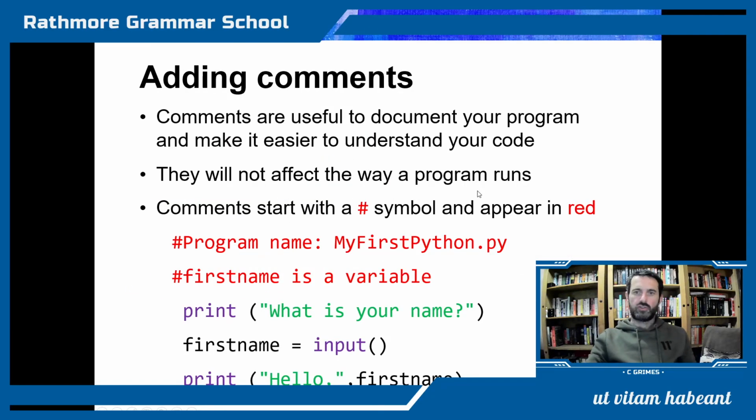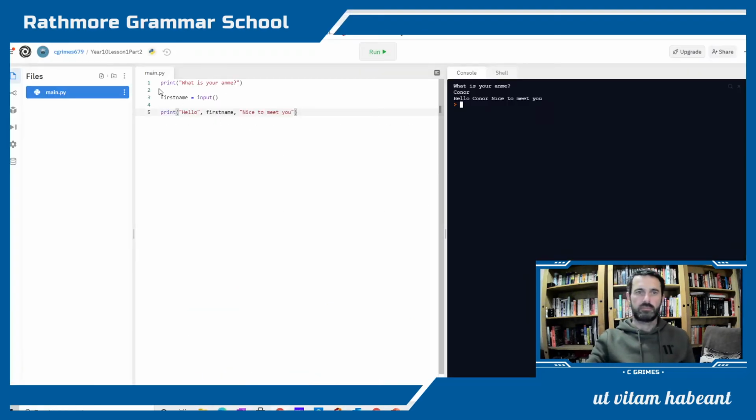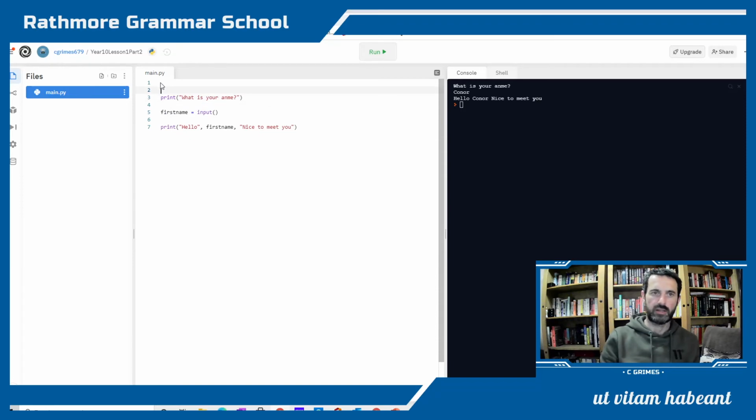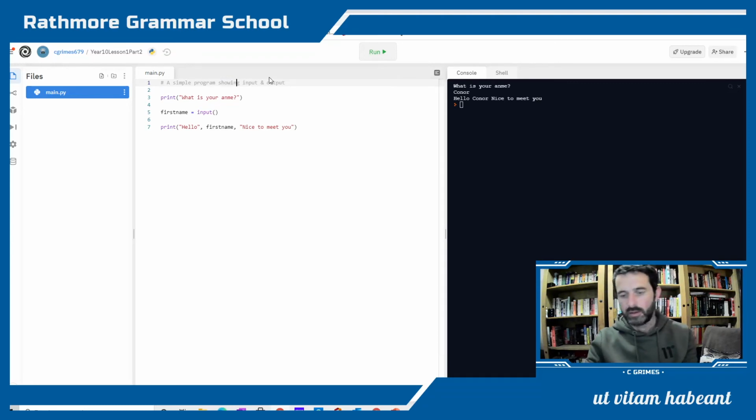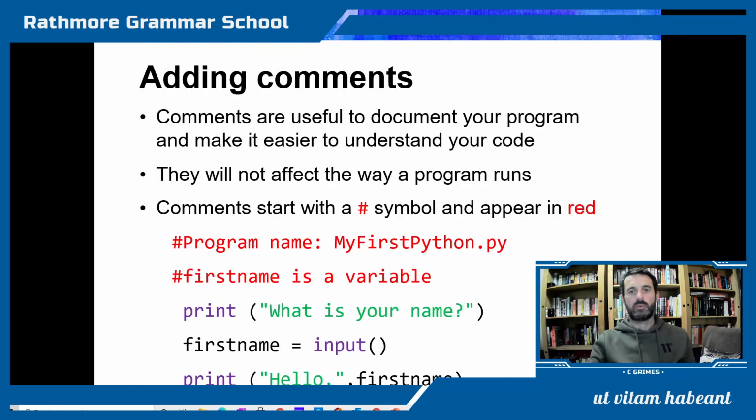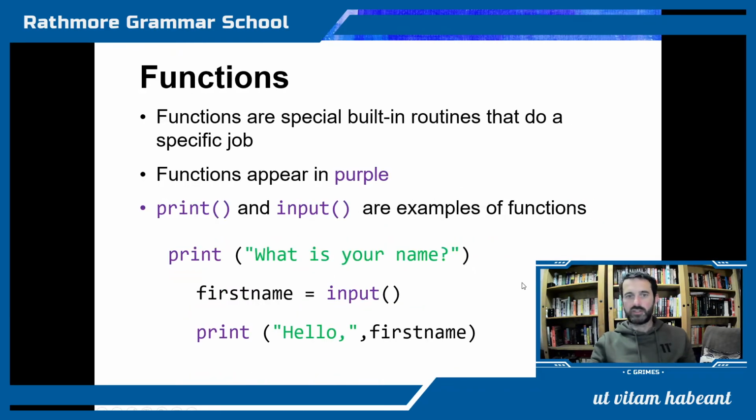Now we're moving on to your task. Sorry, before we do that, comments. Programmers read more than we write code, so we should always comment, make it easy. So we just use the hashtag and write in English an explanation of what's happening. Simple program showing input and output. And that is comments. Now we're on to your task, and this is what your teachers expect you to do.